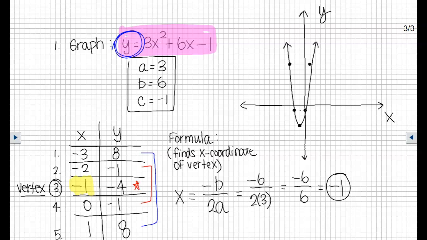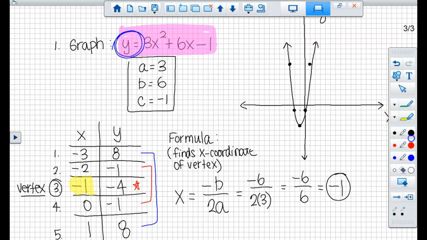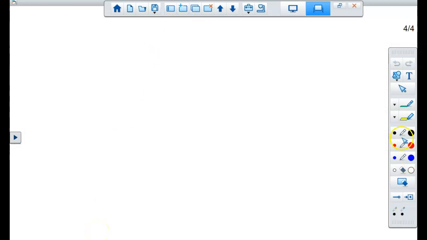So to kind of recap, we had our quadratic function. We knew the a, the b, and the c. We used the formula x equals the opposite of b over 2 times a to figure out the x-coordinate of the vertex. That was our -1. And we put that in the middle of the table. And then we picked the 2 numbers directly below that and the 2 numbers directly above that -1. And then it was just a matter of plugging in. Okay. Let's try another one. Let's try one more.